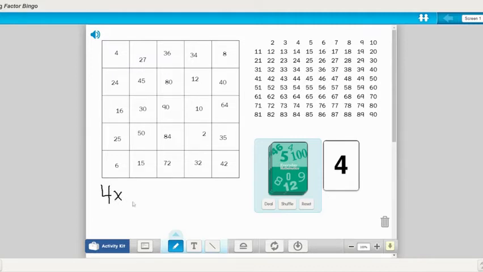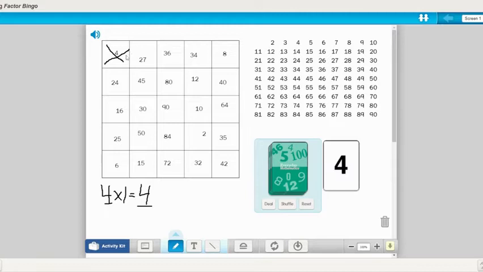I'm going to write 4 times. Now I want it to equal one of these. Oh, look, I have a 4 there. So I could say 4 times 1 equals 4. This 4 is related to this card. This 4 is related to this 4 on the board. And this number, I just have to use my knowledge of factors to come up with so I can get the product I want. Once I have the product I want, I cross it out on my board.